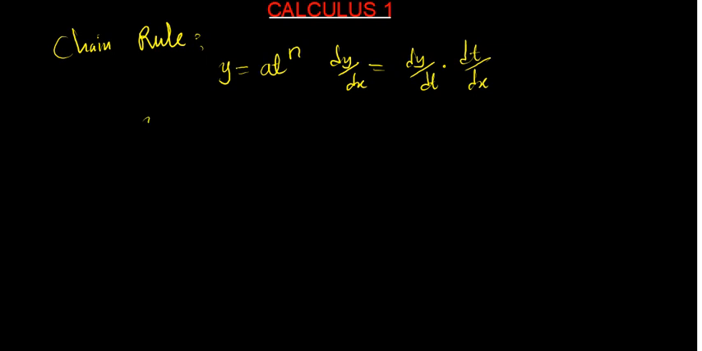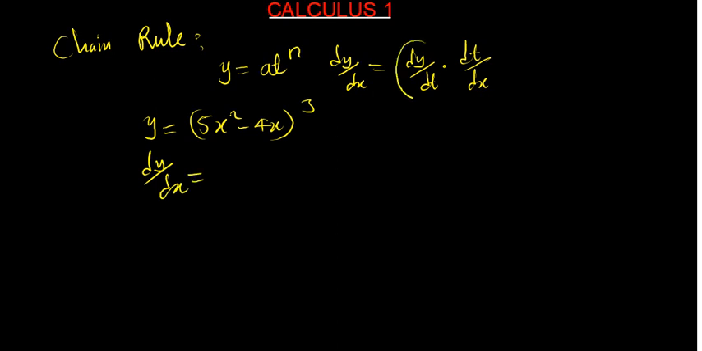For example, we've been given y is equal to 5x squared minus 4x to the power 3. What we are saying is for it to differentiate, so we are saying dy over dx. First we are going to take dy over dt. So you assume this thing is just one thing here. Okay?